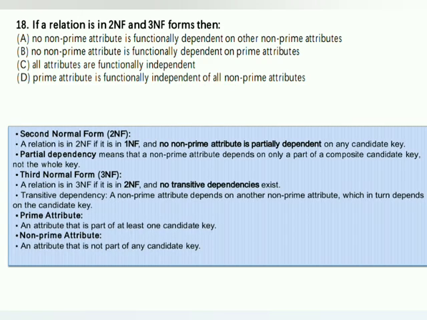Partial dependency means a non-prime attribute depends on only a part of a candidate key. So there should not be any partial dependency in the second normal form, and there should not be any transitive dependency in the third normal form. That means there should not be any condition such that a non-prime attribute depends on another non-prime attribute. Okay, so option A is the correct option. So a relation is in 2NF and 3NF only when no non-prime attribute is functionally dependent on other non-prime attributes.